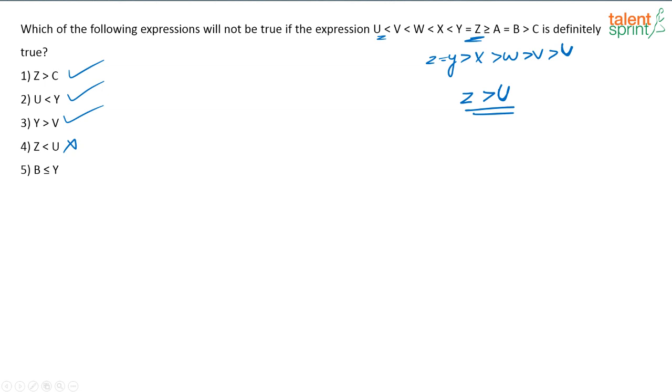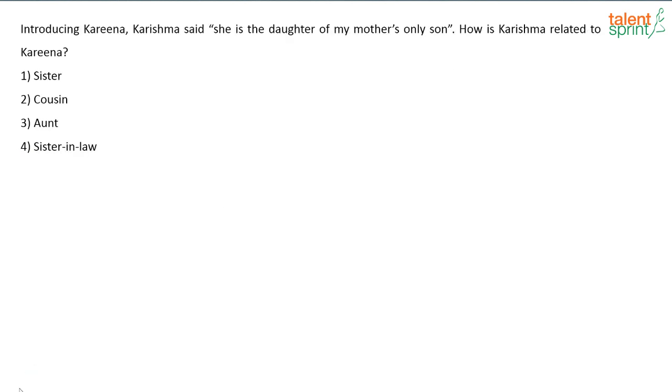Okay. Again, B is less than or equal to Y. B is this. Yes, B is definitely less than or equal to Y. That's also true. So which is the option that you are looking for? This is the option that you are looking for. This is your correct answer. All the other options are true. The only false one is Z is less than U, and that is the answer that we are looking for. Correct answer is option 4. Yes, all of you have given me the correct answer for this question. Very good. Next.